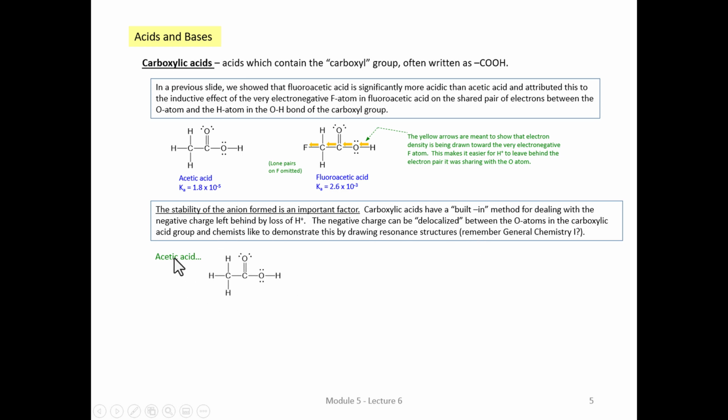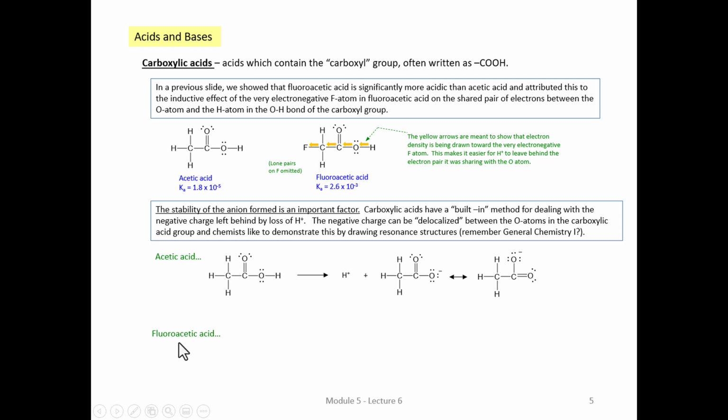Let's look at acetic acid. So here's a structure of the unionized acetic acid. If it does ionize, it spits out a hydrogen ion and produces an acetate ion. But you know, there's another way we can draw this. We can draw an equally valid Lewis structure by putting the negative charge on this oxygen in the double bond here. So these are resonance structures, two different possible Lewis structures for the acetate ion.